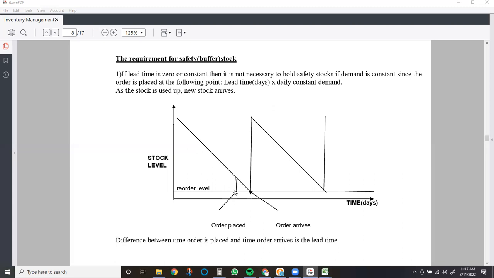Okay, and this is what you've got. Order placed, order arrives. And this here is the time period, the lead time. And if the order is placed here when there are 600 units in stock.